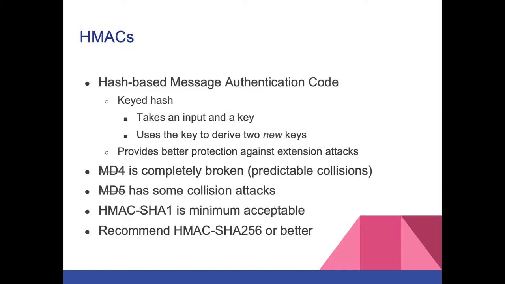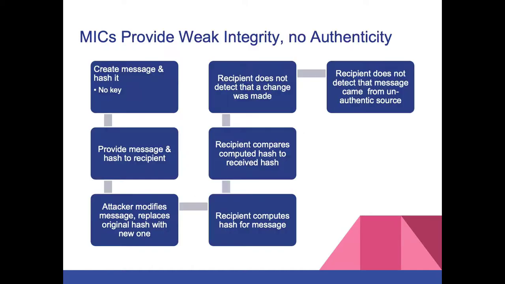As far as algorithms go, you should never use MD4 for anything, including HMACs. MD5 is also no longer acceptable for use with HMACs. The absolute minimum requirement for an HMAC algorithm is HMAC with SHA-1. But that shouldn't be used in new implementations, as researchers have already found some vulnerabilities in SHA-1. For new applications, HMAC SHA-256 or better should be used.